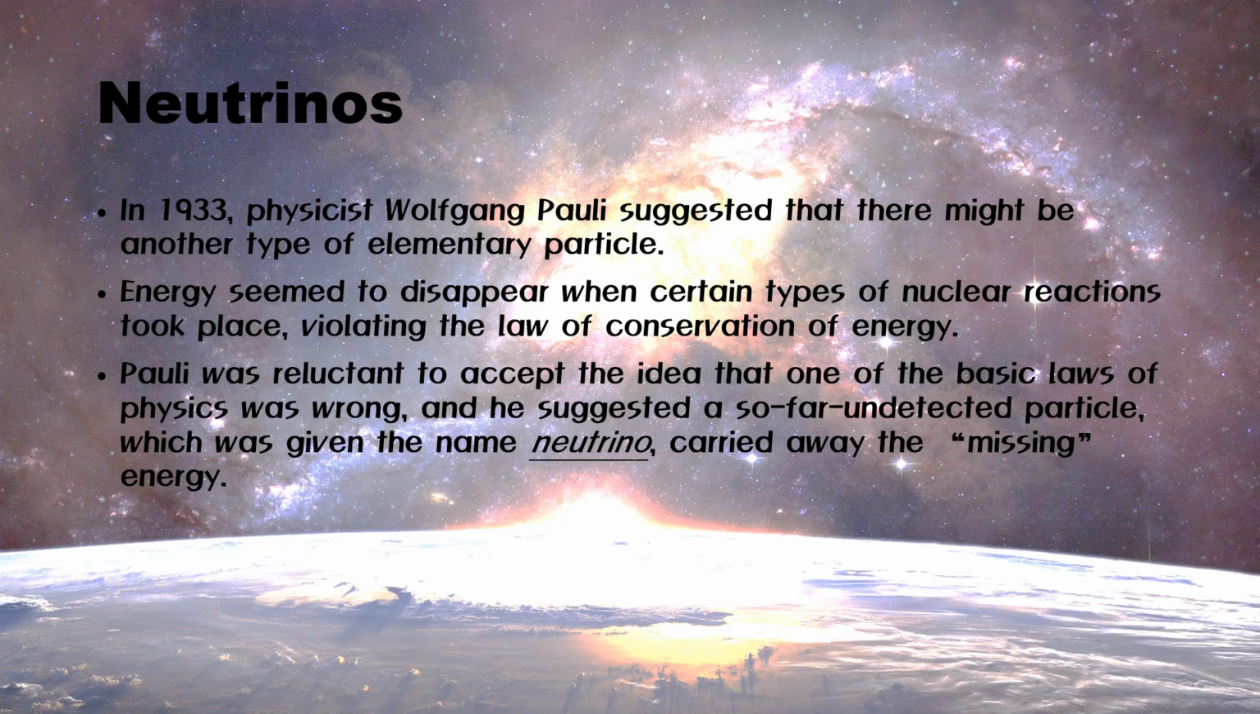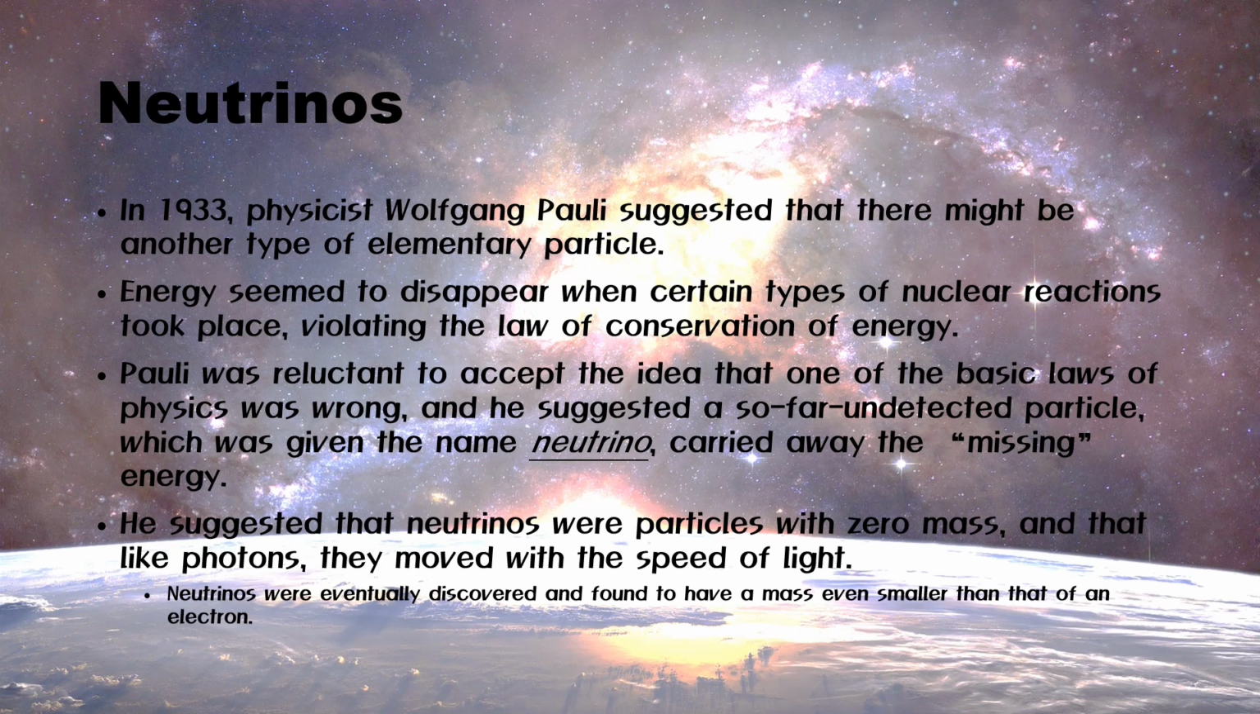Well, Pauli was reluctant to accept the idea that one of the basic laws of physics was wrong. And he suggested that a so far undetected particle, which is given the name neutrino, carried away this missing energy. He's like, well, it's not that what we're seeing is wrong for the conservation of energy, it's rather that we just haven't detected it. And he suggested furthermore that neutrinos were particles with zero mass, and that much like photons, they moved with the speed of light. Now, neutrinos were eventually discovered and proven to exist, however, they don't have zero mass. They were found to have a mass, but it's very, very small, even smaller than that of an electron.